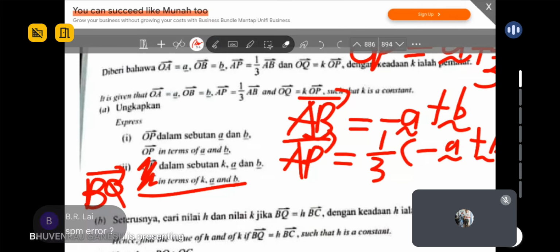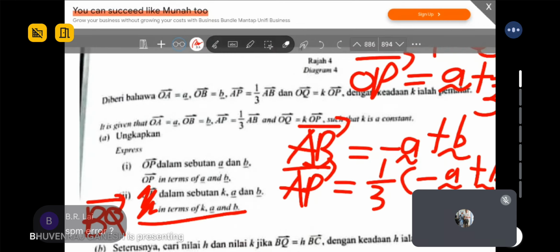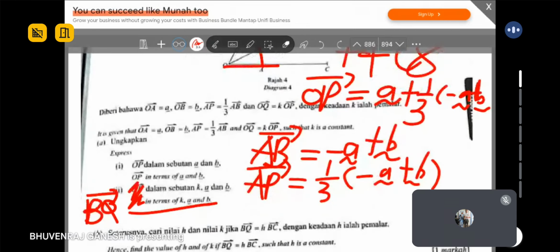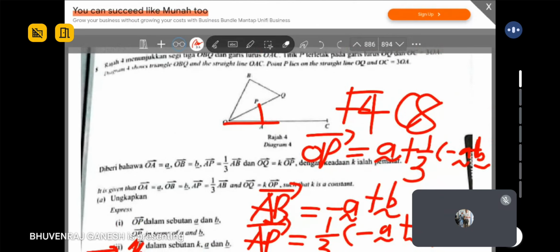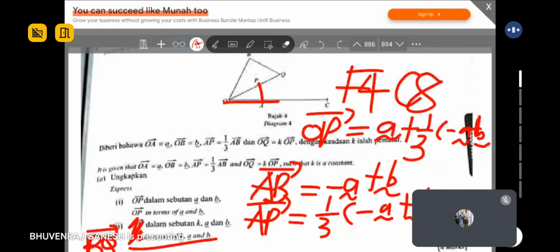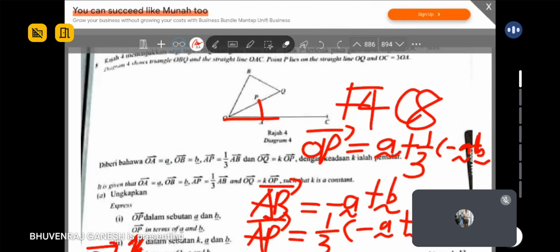Okay, so how to find BQ, guys? I also cannot remember. Maybe they print out wrongly. I think it's a printing error in the book. Because I think SPM was correct. This one is BQ. Alright?